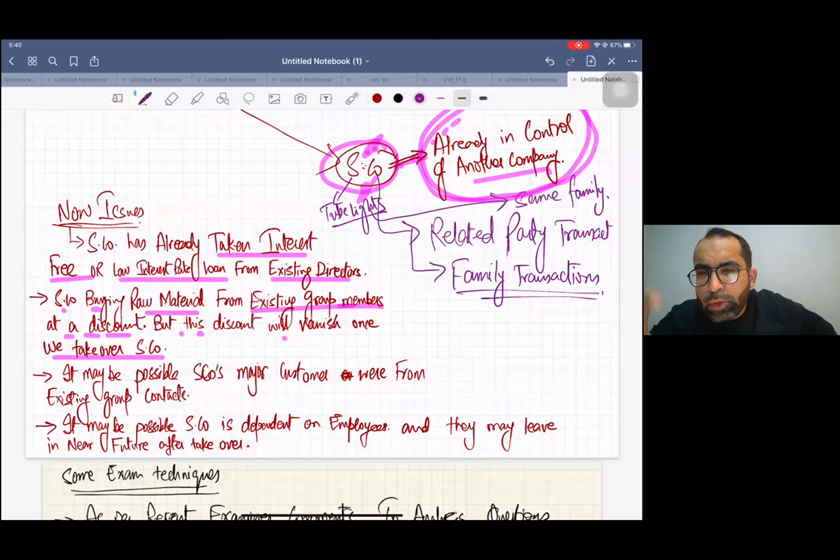S company produces and sells tube lights, and for tube lights they buy glass from the same existing group of companies. Within the group, within the family, normally people give discounts. So that means their cost is understated. As they are availing discounts, their costs are understated.